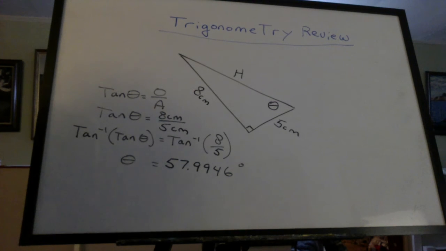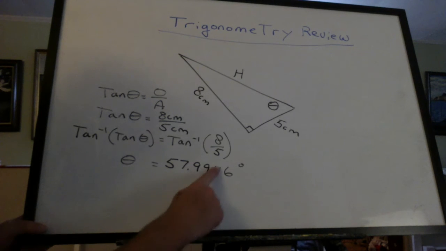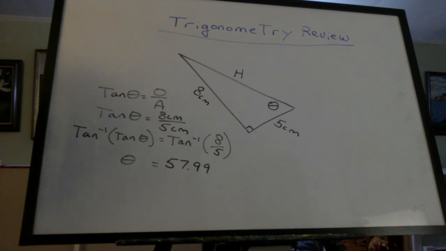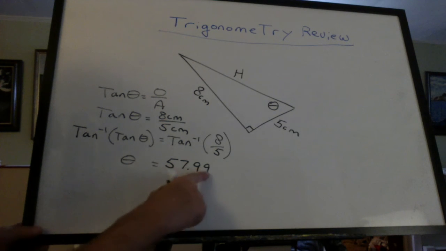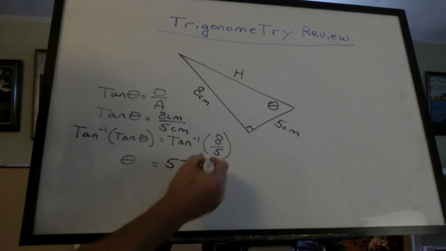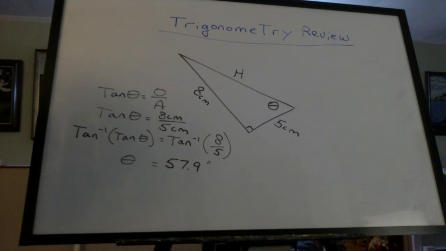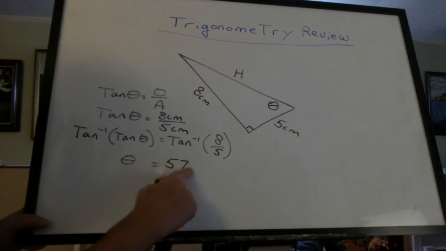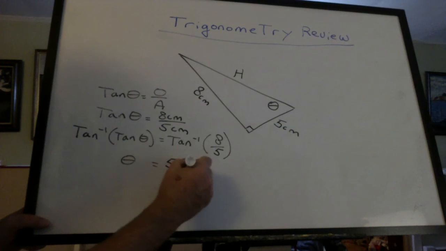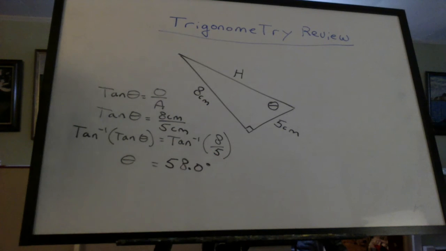Well, that's too many digits. We don't need that many. We need to round off. So what do I see kids do? They say, oh, that's too many. We'll just round it off to 57.99. Okay, that was less than a half. You know, you can go down that far. But what if I wanted to round it off to 3 sig figs? Kids will still go like that. That's not legitimate. You can't do that. You can't just get rid of the 9. It would round up to 58.0 degrees. That's the way I'm going to write it.